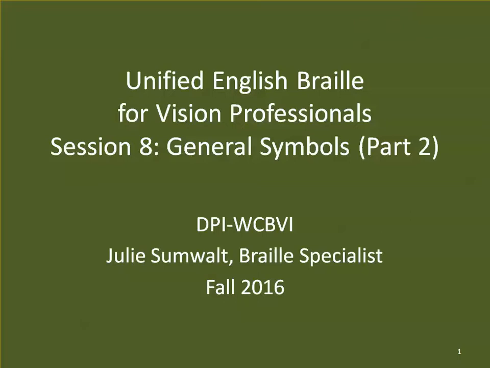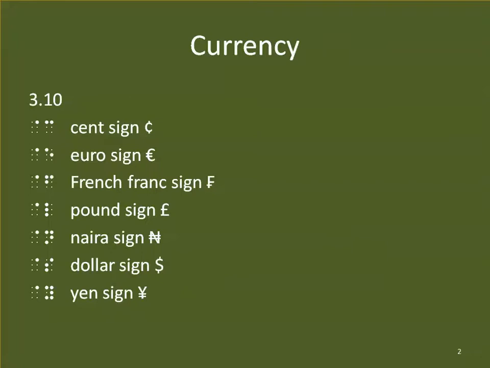Okay, Session 8 of Unified English Braille for Vision Professionals is just going to continue right on from where we left off with general symbols in Session 7. We stopped at crosses in Session 7, so alphabetically the next symbol we're going to talk about is currency.